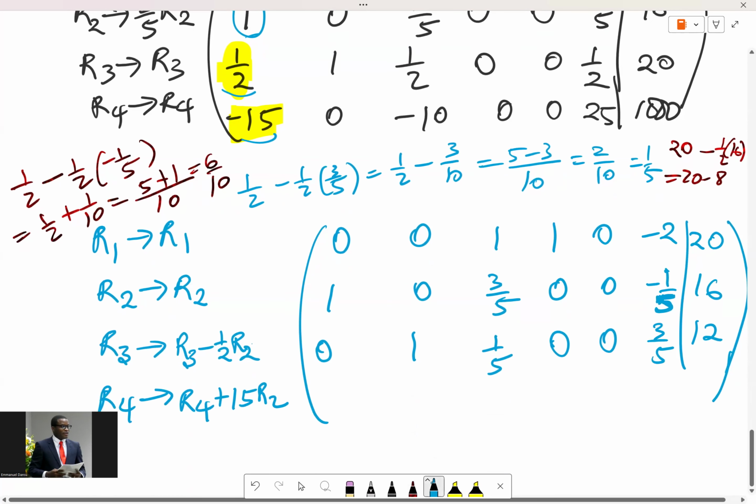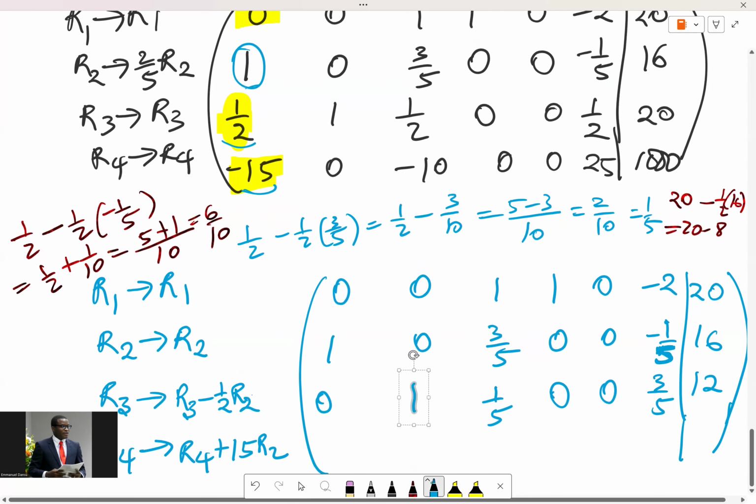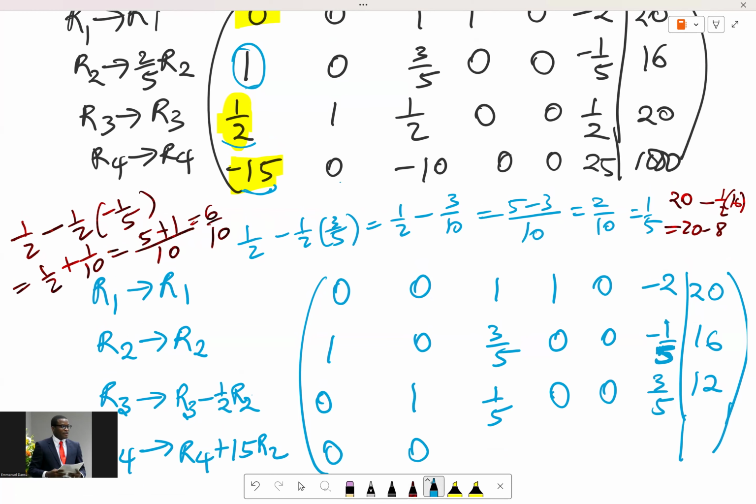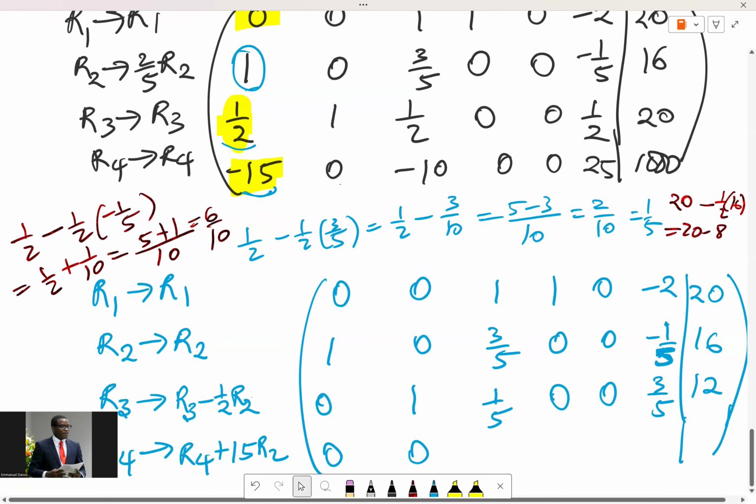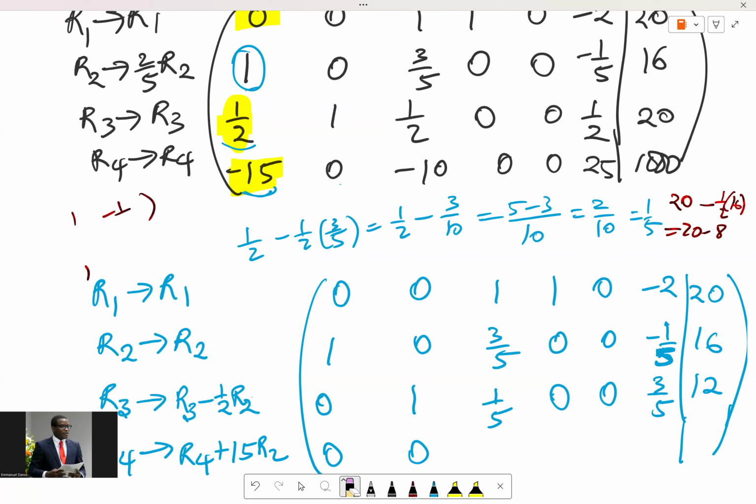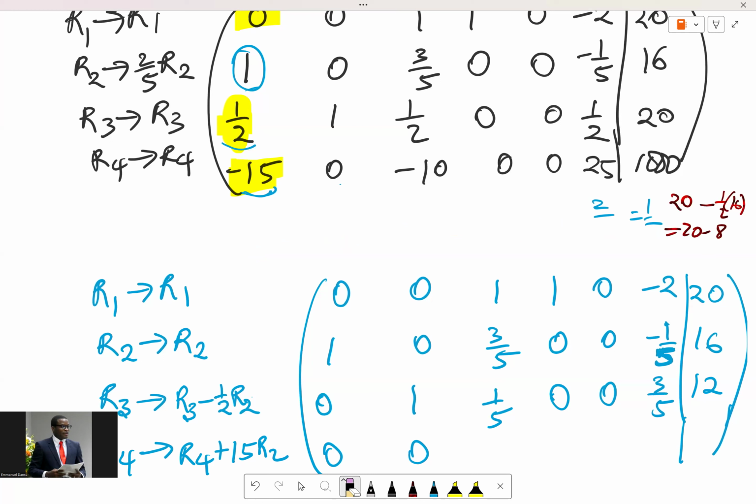And that's not all. We have the last row. So for the last row, we have R4 plus 15 times R2. So that's minus 15 plus 15 times this, that is 0. Then 0 plus 15 times 0, that is also 0. Then here, minus 10. Okay. Let me remove all this extra. In the recording, you can go back to see all that. Okay, so we can have space for this new one.